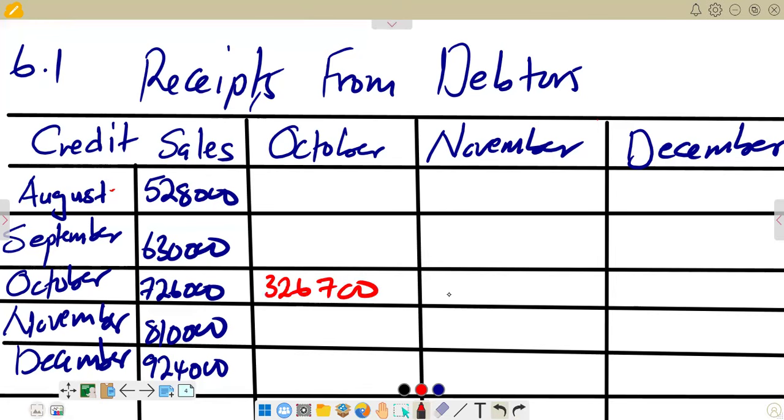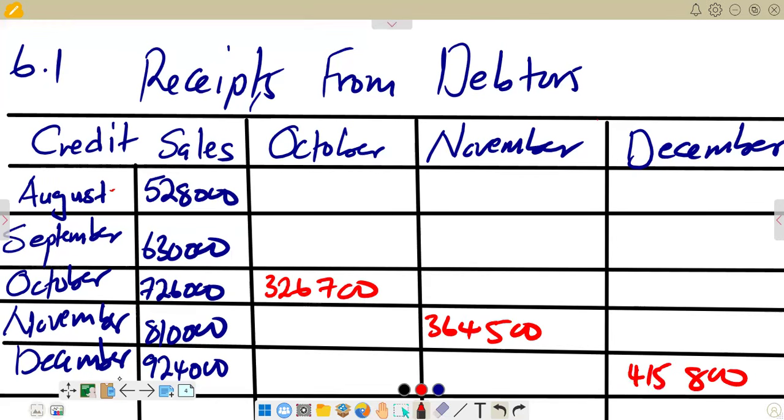Those for November that are going to be received in November again, 810,000, times 0.45. We are going to get 364,500. So this is what we have. Then for December, being received in December, we have 0.45 times 924,000. We calculate that one and get 415,800. So this is what we have.